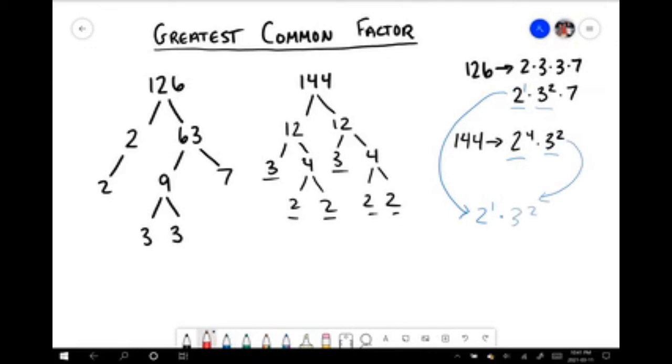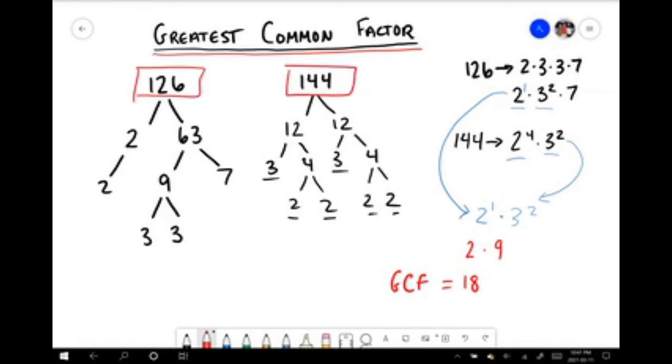Now what we're going to do next is pretty slick. We're just going to solve this. So 2 to the 1 is going to be 2 times 3 to the 2, which is going to be 9. Now 2 times 9 is equal to 18. So that means that our greatest common factor, or our GCF for short, between 126 and 144 is in fact 18.